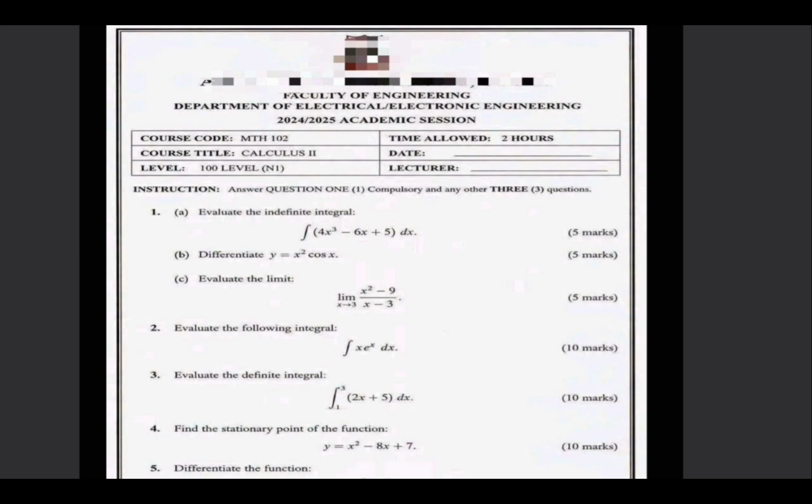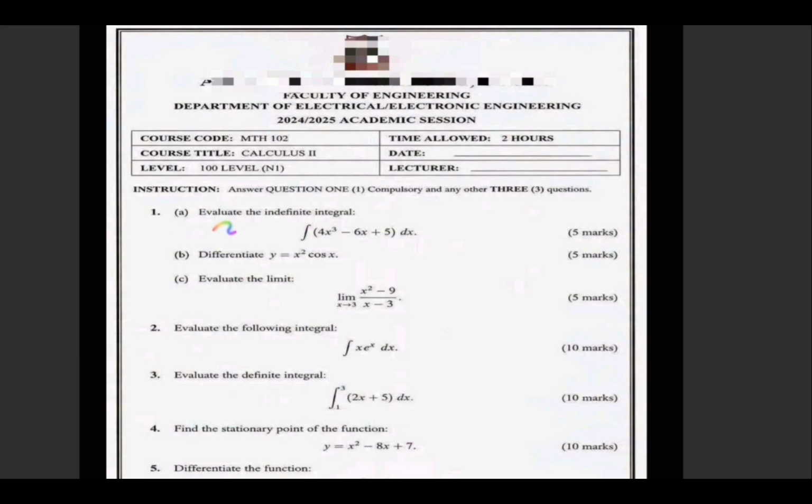Let's start with question 1. Now, pay attention. Question 1 has 3 parts. You have 1A, you also have 1B, and 1C. We'll take them one after the other. Let's begin with question 1A.